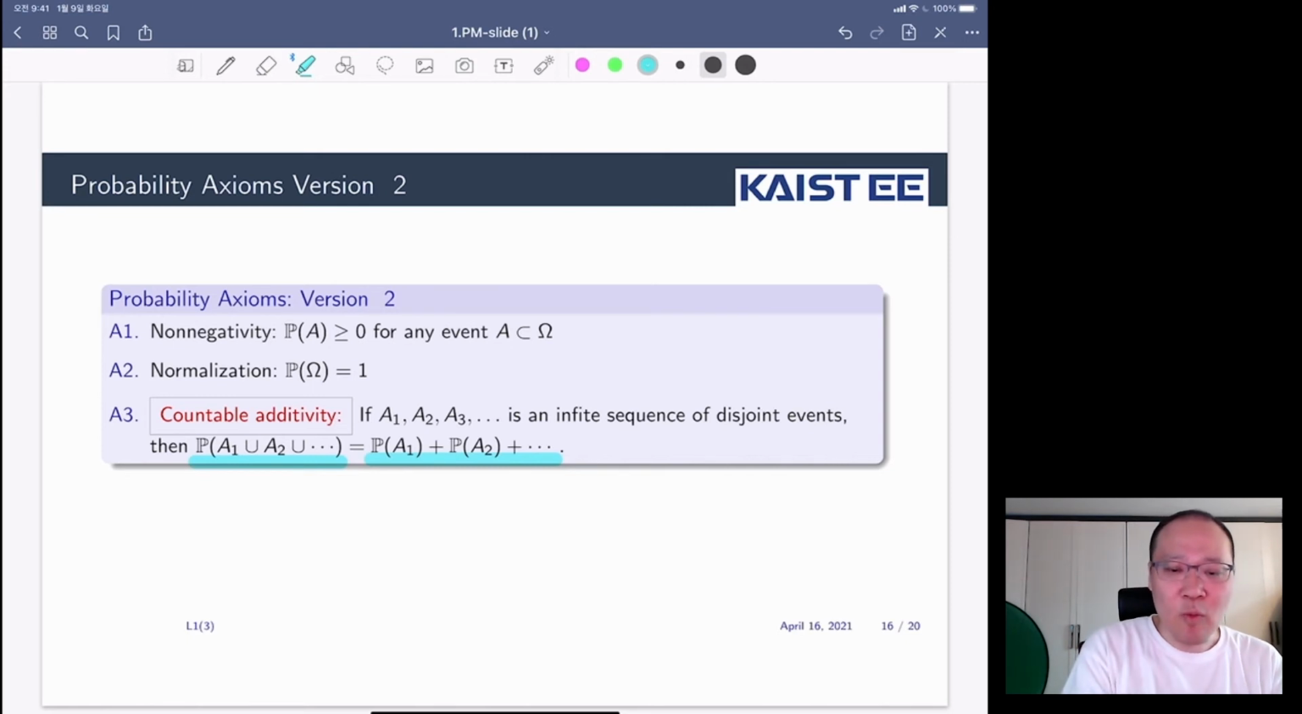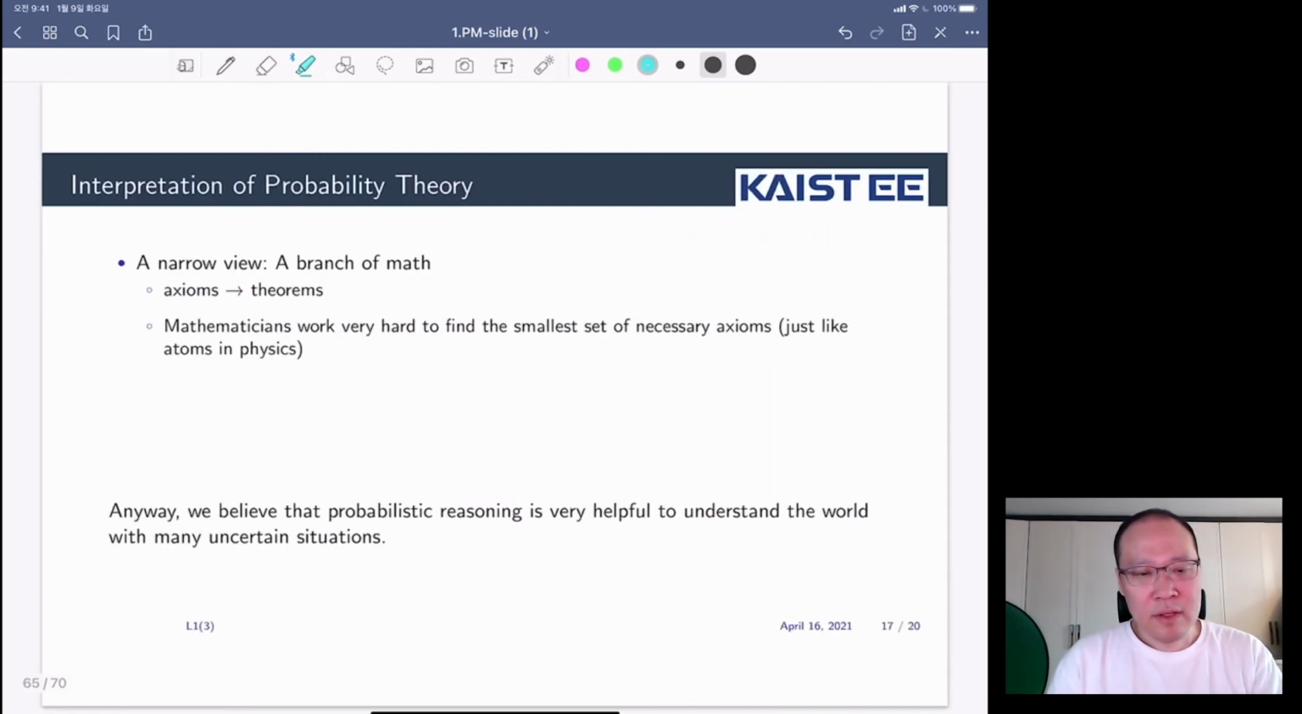You should not ask why this is true, because this is what an axiom is. An axiom is something that we don't need to prove, and it's the starting point of a whole theory, a whole area of theory, which is probability in this case. We believe that this is true. That's why we don't need to prove it. But we're going to prove other things using these 3 axioms. That's what an axiom means, right? Okay, so we're done with talking about the probability axioms.